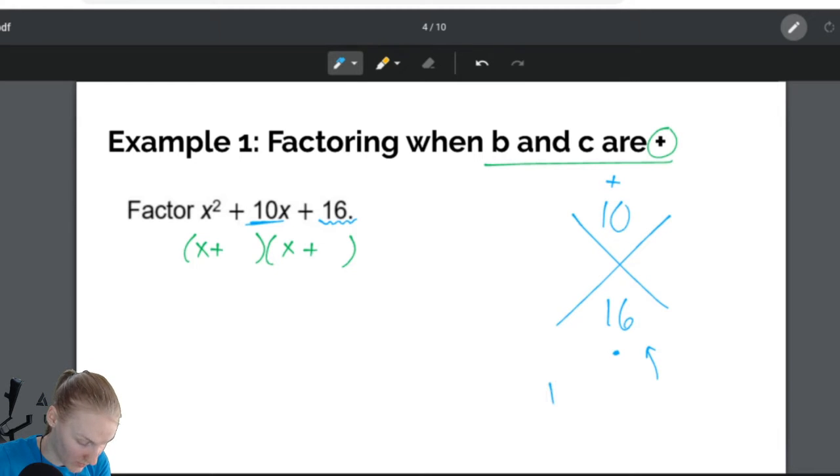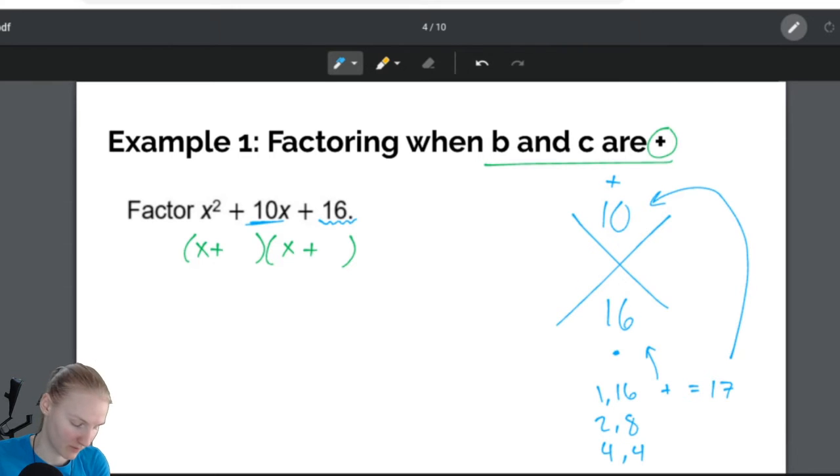Well, 1 times 16 is 16. So 1 and 16 are factors. Let's see, 2 times 8 are factors, and 4 times 4 are factors. Okay, so the next thing I need to ask is if I add 1 and 16, I get 17. 17 is not the same as 10, so this is not gonna work.